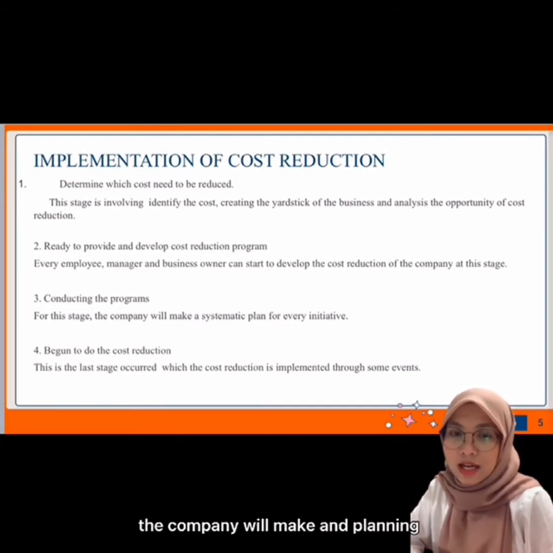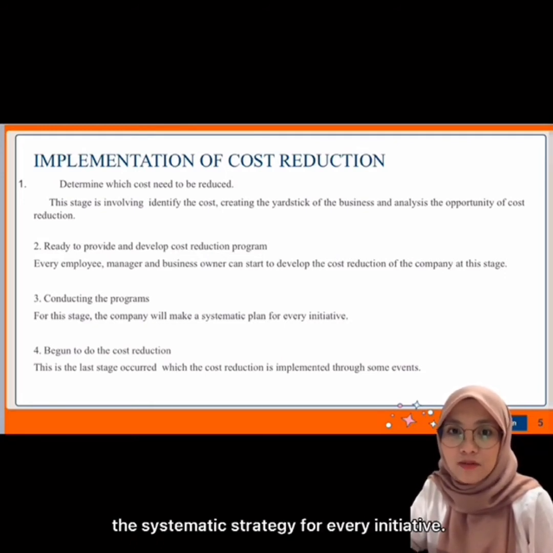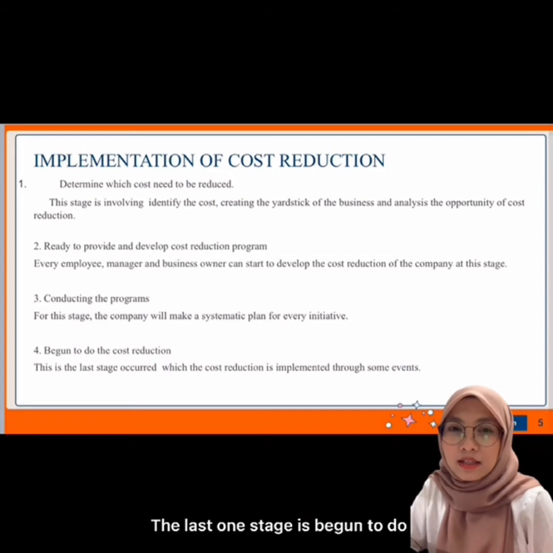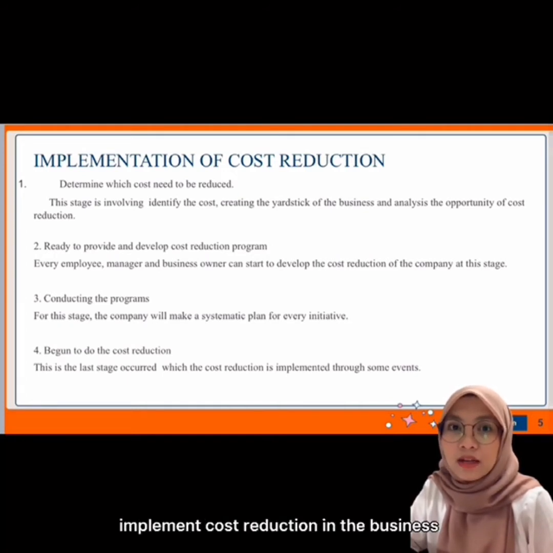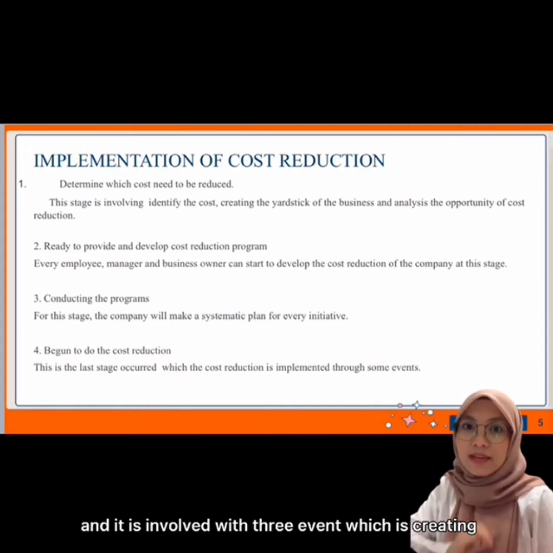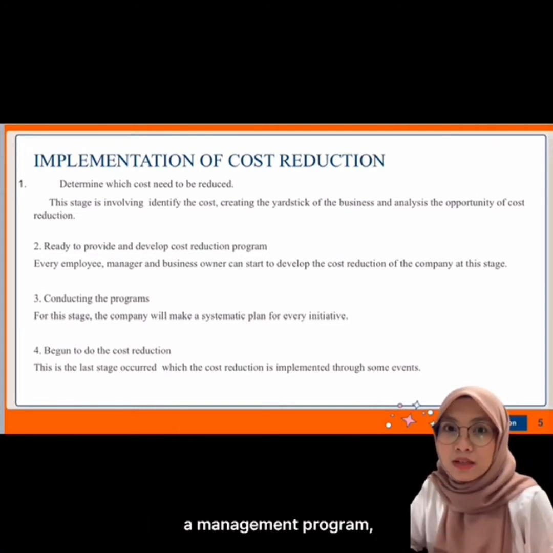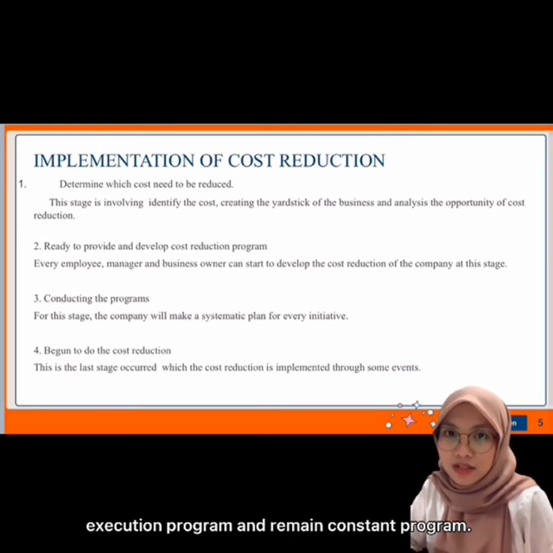For this stage, the company will make and plan the systematic strategy for every initiative. The last stage is beginning to do cost reduction, in which the company will start to implement cost reduction in the business, and it involves three events, which are creating a management program, an execution program and a remain constant program.